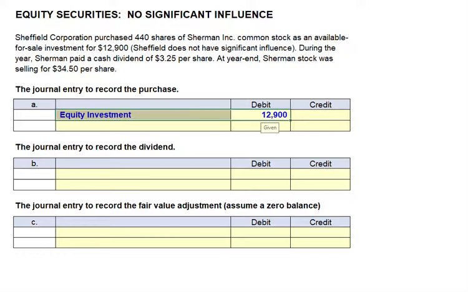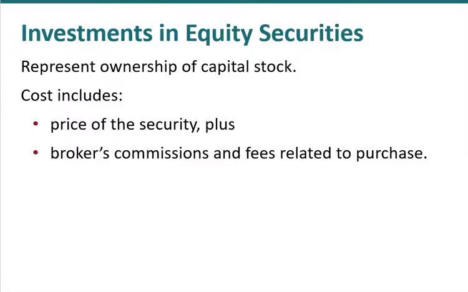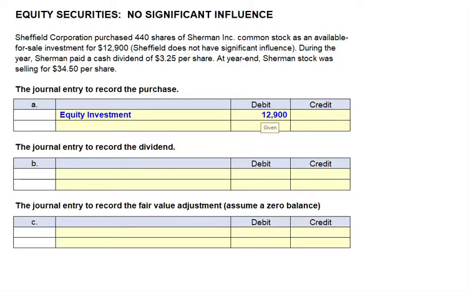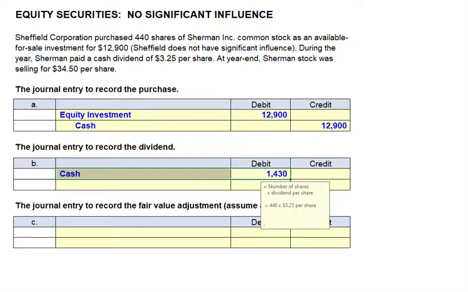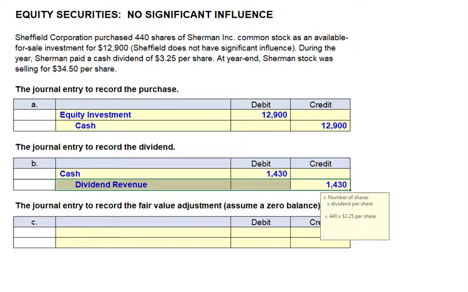Again, we were told the purchase price was $12,900, and that would include the price of the securities plus any brokerage commissions and any other fees related to the purchase. So we debit equity investment for $12,900 and of course credit cash for $12,900. During the year, we received a $3.25 per share dividend. So we're going to debit cash for $1,430. That's the 440 shares times $3.25 per share. And we credit dividend revenue.